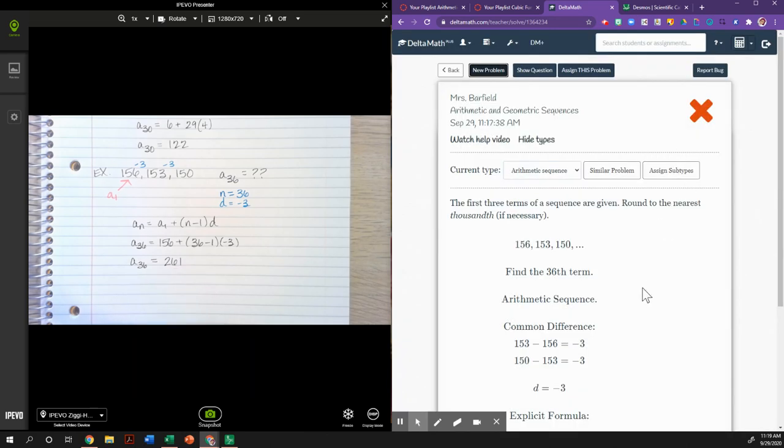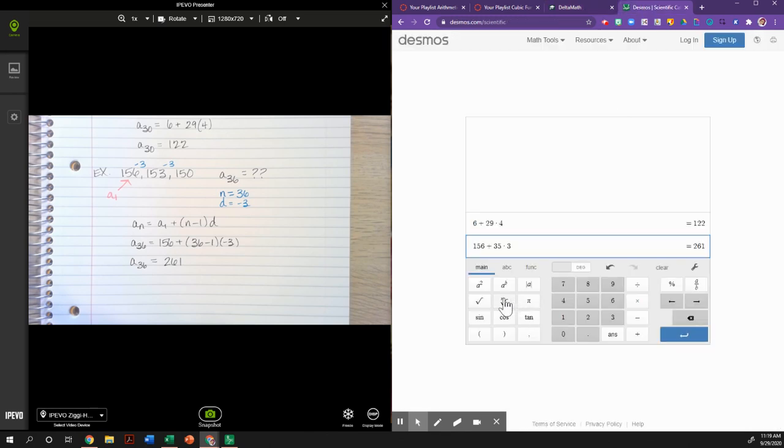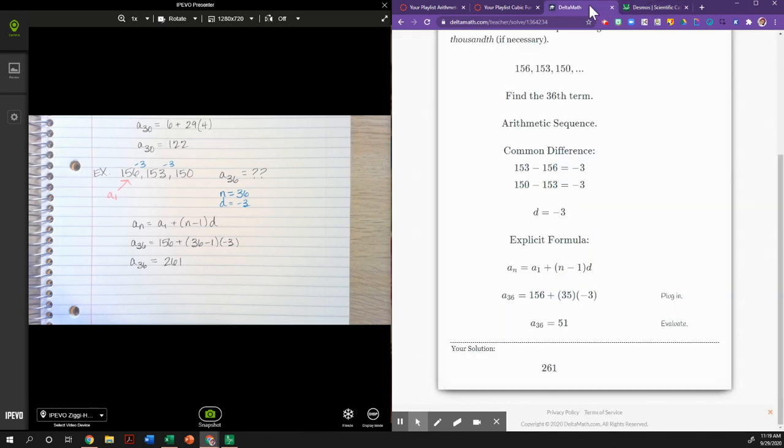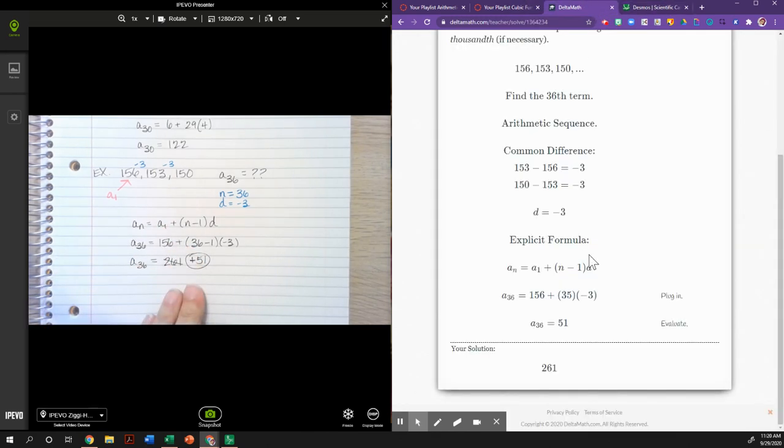Okay, and I've made a mistake. Where did I make my mistake? Oh, I made a mistake in how I typed it in. That should be -3. Okay, and so 51. That's why it's important to make sure we check. Not -51, +51. So yes, I made a mistake when I typed it in. So the final answer is 51. All right, so just make sure you don't make a mistake typing it in like I did.